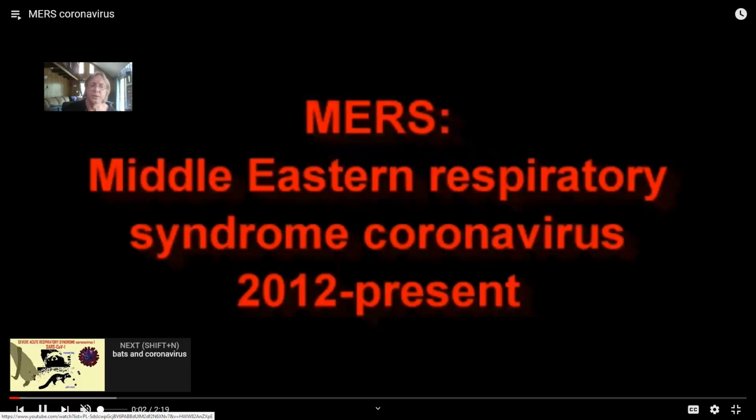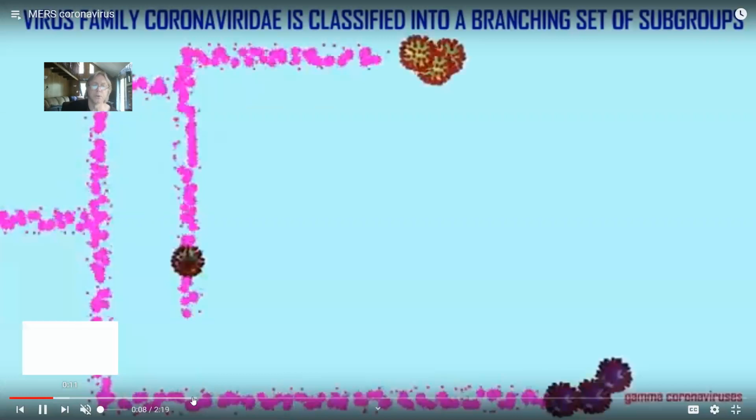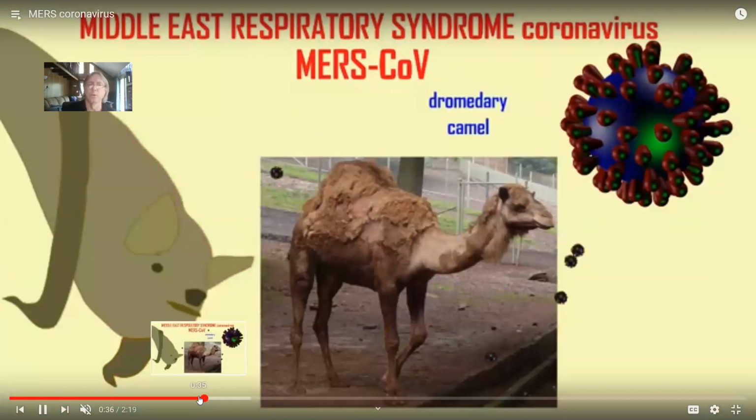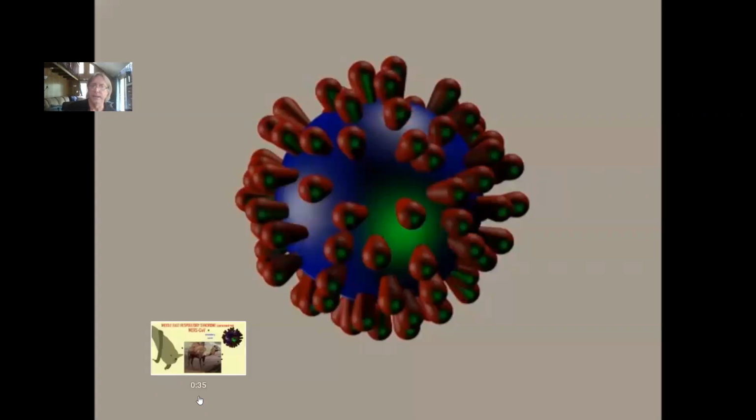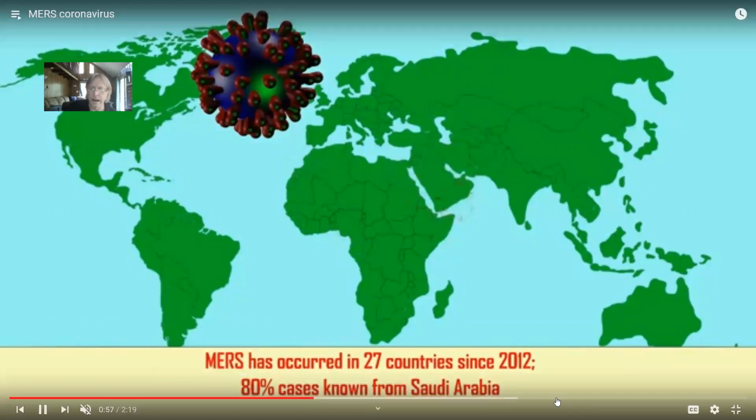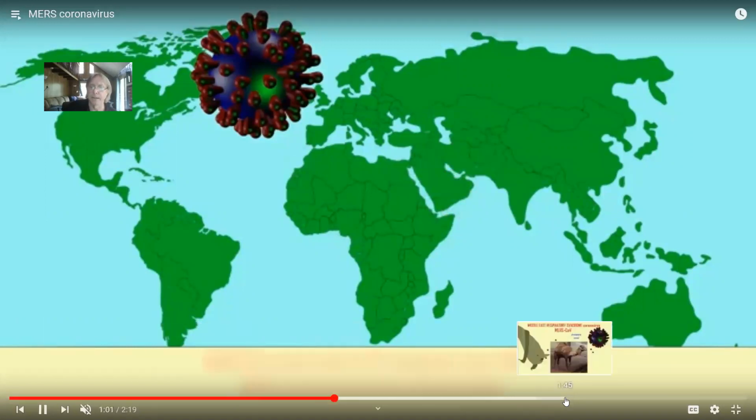But in the year 2012, a new strain of coronavirus arose known as MERS, the Middle East respiratory syndrome coronavirus. Bats would have been the ultimate source, but it most frequently is transmitted from camels to humans. Luckily, it doesn't pass from human to human well unless there's close contact. Luckily, it has not spread to large populations.